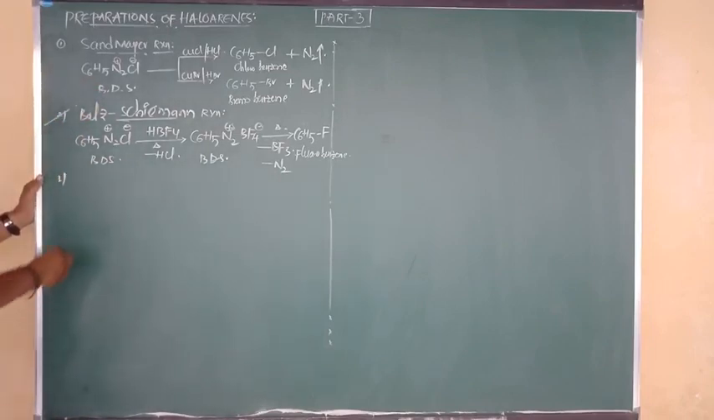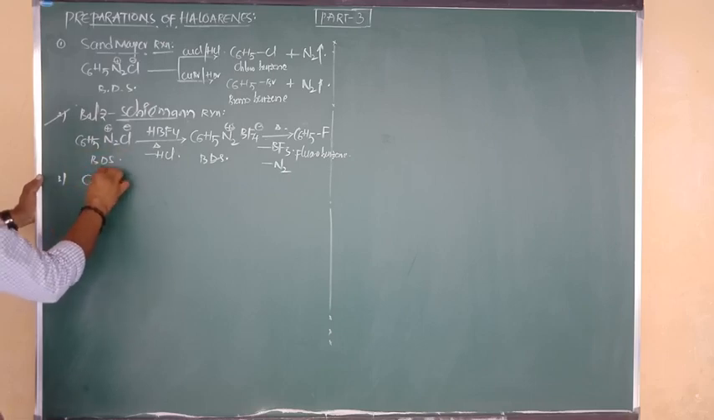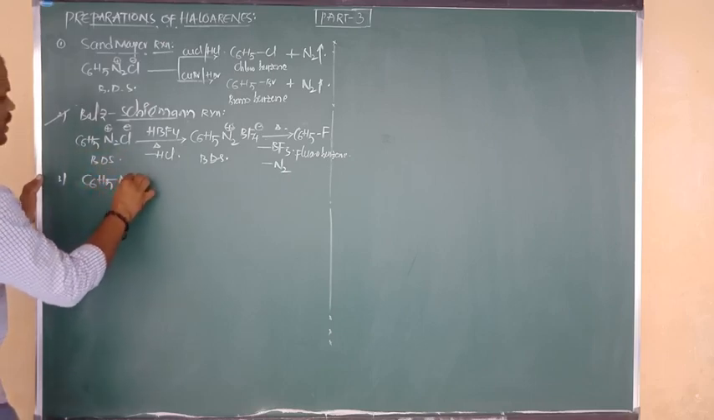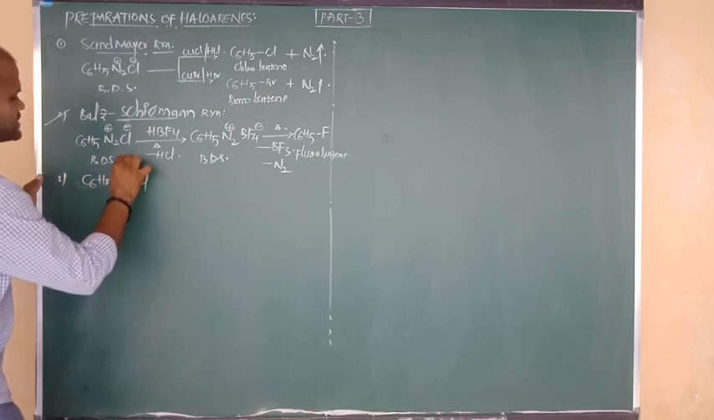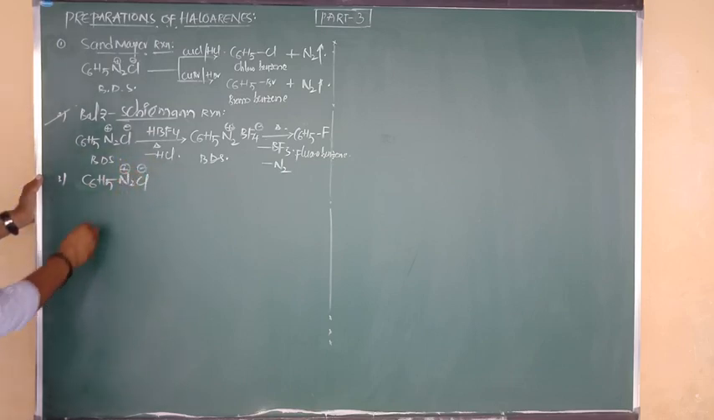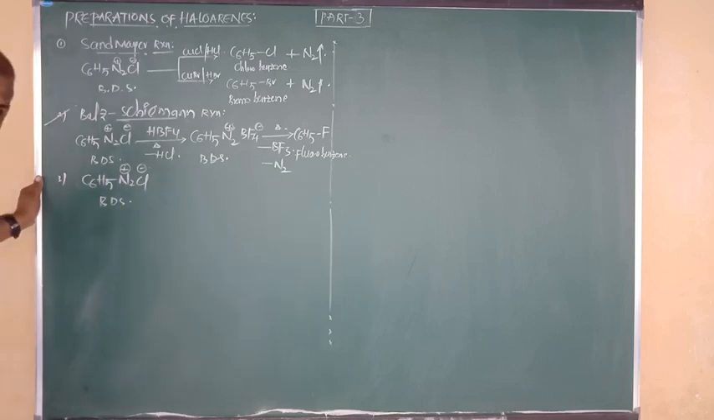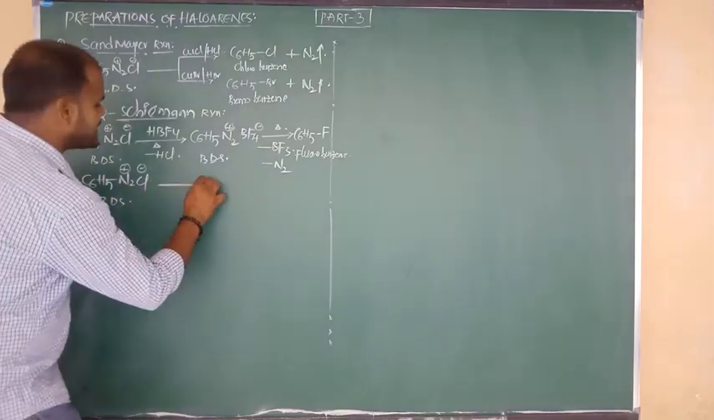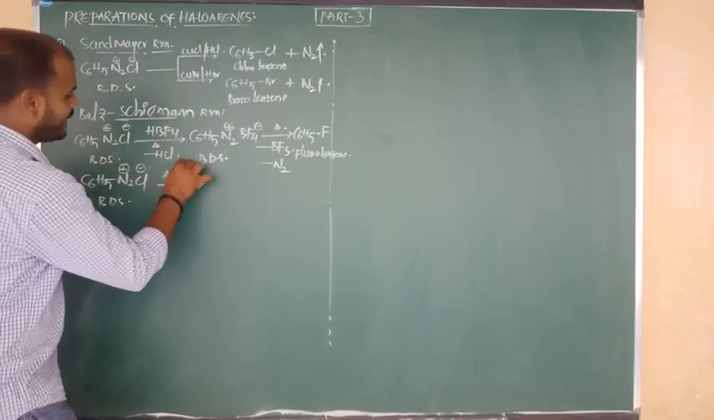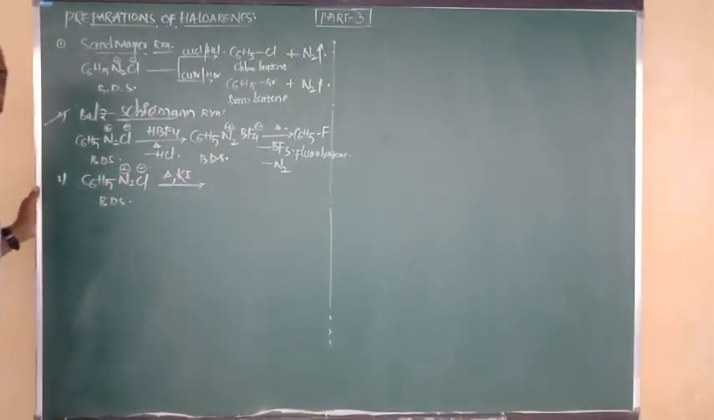Shall we discuss, beta? Yeah. What is the formula of BDS? Benzene, C6H5 bonded to N2Cl. N2 carries positive, Cl carries negative. So we can say this is nothing but BDS, benzene diazonium salt. So now that BDS upon heating with KI, that means upon heating with potassium iodide.